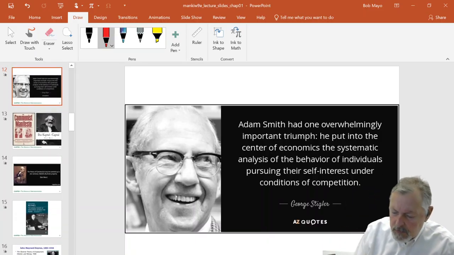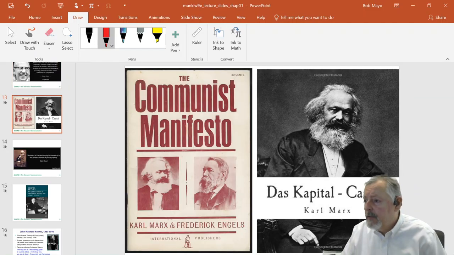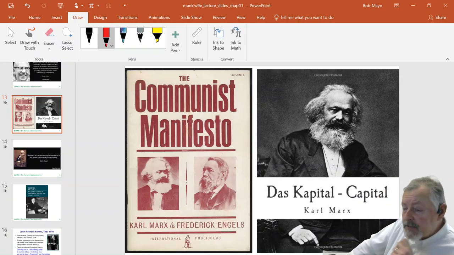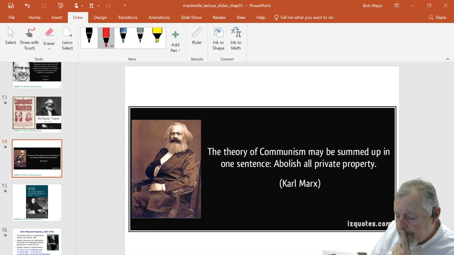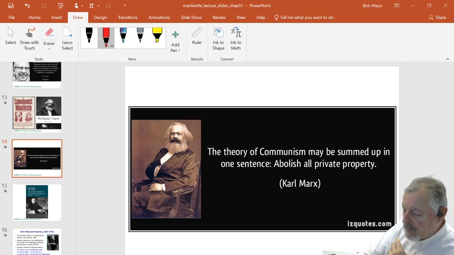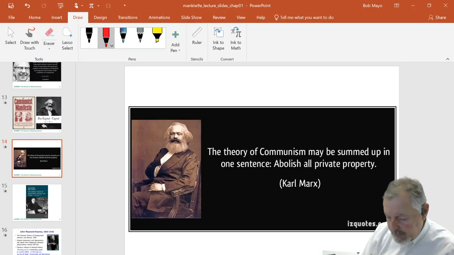There are other ideas than the ones that flow from originally Adam Smith. Here's one. Marxist economics. The theory of communism may be summed up in one sentence: abolish all private property. This has been tried, not with great success, to put it mildly.